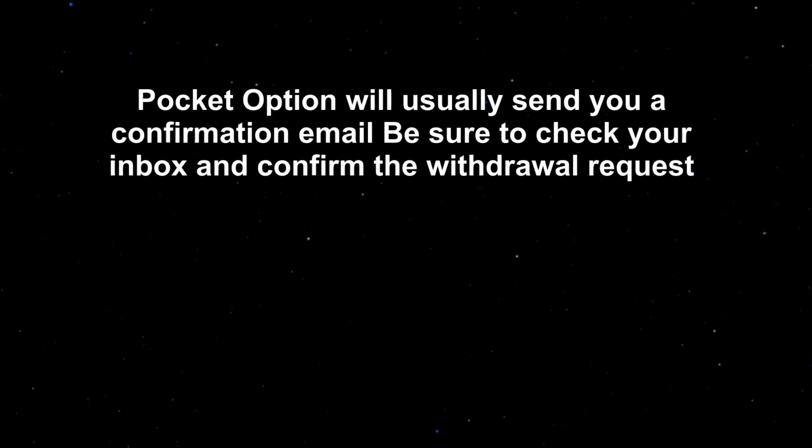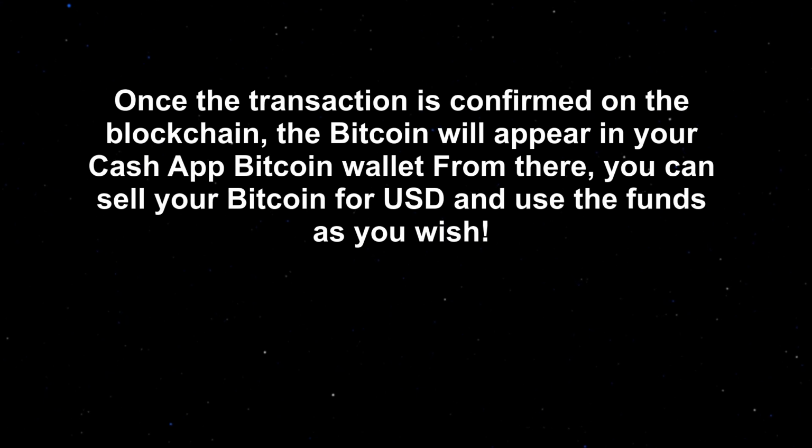Pocket Option will usually send you a confirmation email. Be sure to check your inbox and confirm the withdrawal request. Once the transaction is confirmed on the blockchain, the Bitcoin will appear in your Cash App Bitcoin wallet. From there, you can sell your Bitcoin for USD and use the funds as you wish.